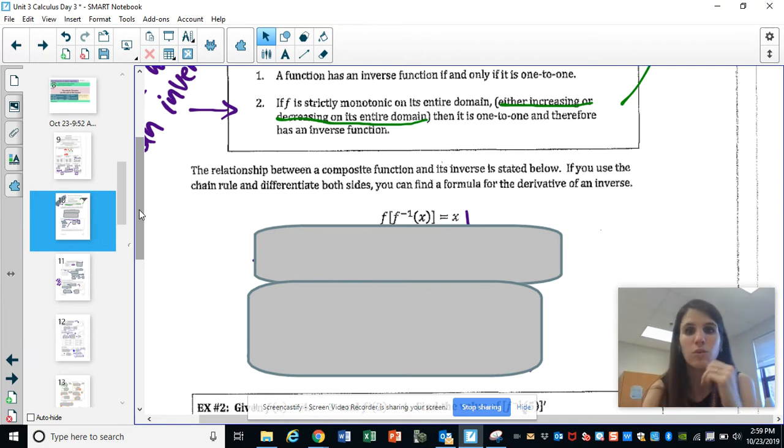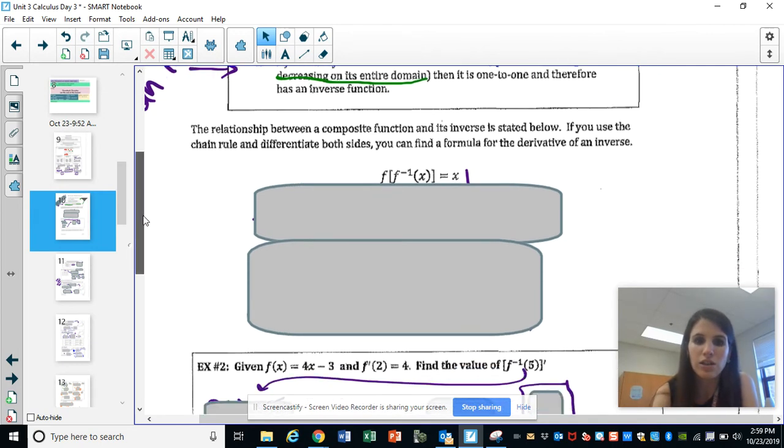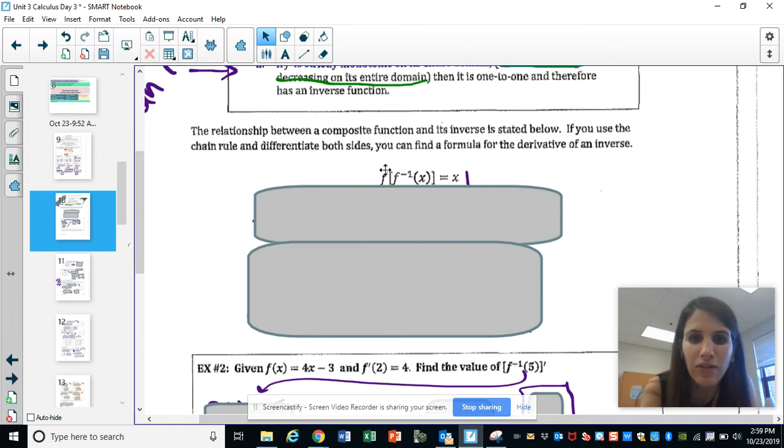That's our goal for today. How do we find the derivative of an inverse function? Okay, so taking the derivative, what would we do? Well, we have f of f inverse of x. This is the chain rule because we have our outside function, which is f, and we have our inside function, which is f inverse of x.